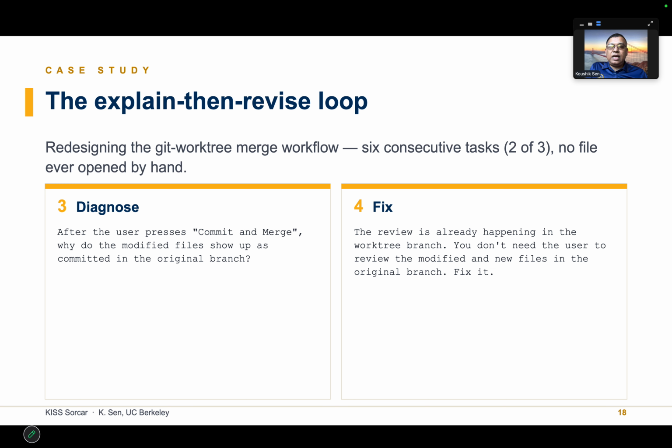And then I actually compiled Sorcar and ran it. And when I ran it, I noticed some other discrepancies in the implementation. Okay. And then I asked Sorcar to diagnose it. And here is the prompt for that. After the user presses commit merge, why do the modified files show up as committed in the original branch? Okay. And it explained. And then I understood the explanation. And based on that, I asked it to fix it in some particular way. And it fixed the issue.